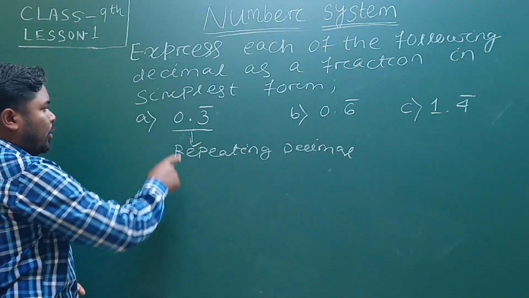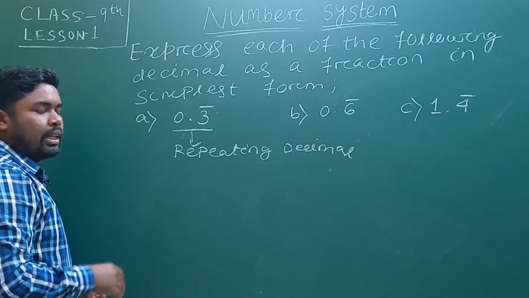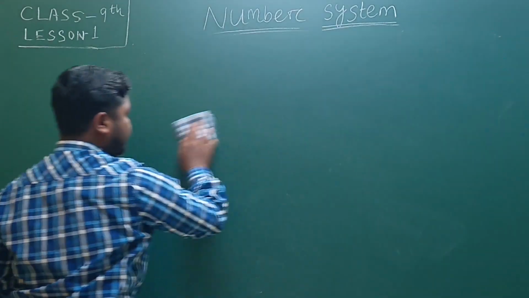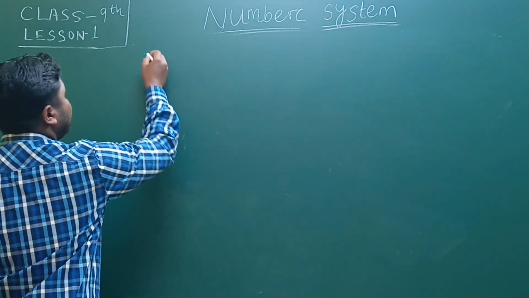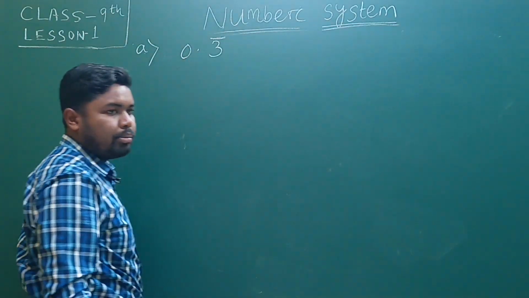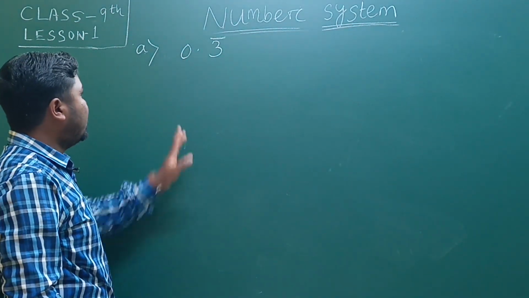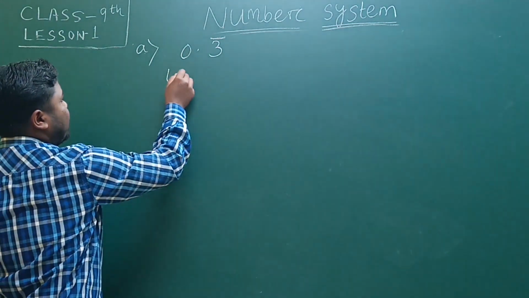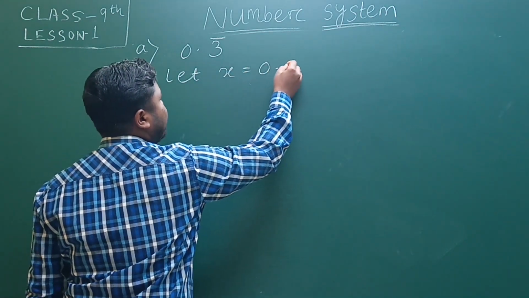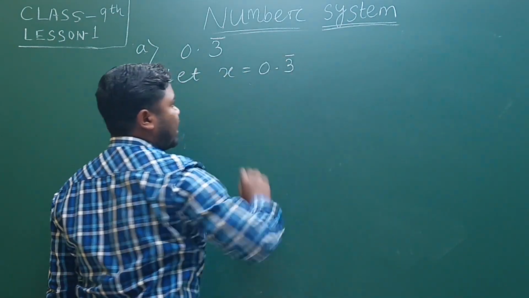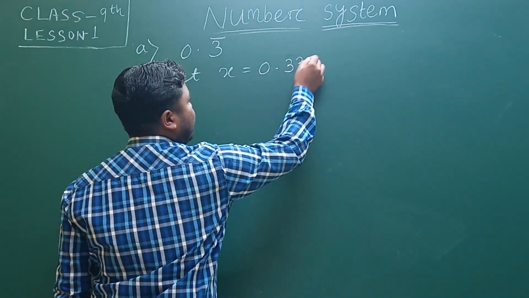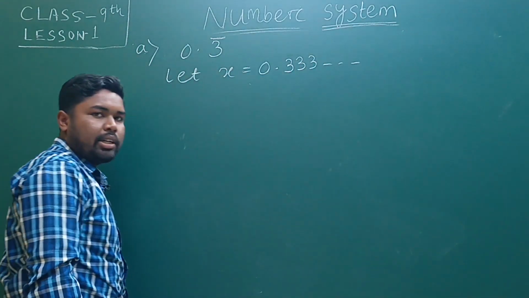So now we can solve this repeating decimal into a fraction. So our question is 0.3 repeating. Our first step is, we can choose x equals 0.3 repeating. The bar over 3 means we already know 3 continues up to infinity terms.